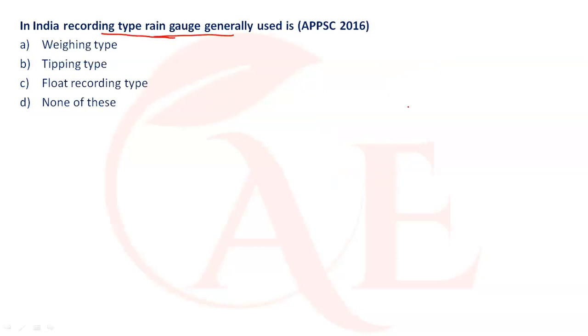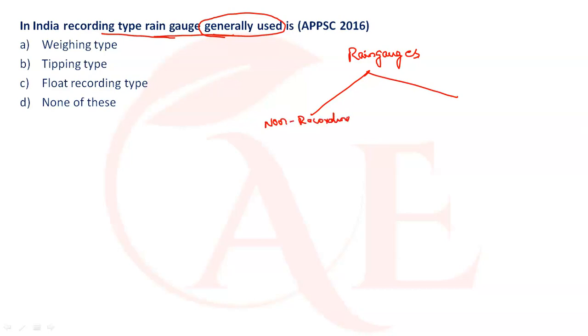There are two types of rain gauges, recording and non-recording, available in India. So in India, which is generally used? You want to note this term, generally used. Rain gauges are of 2 types. One is non-recording gauges, another one is recording rain gauges. Recording rain gauges can be branched into 3 types.